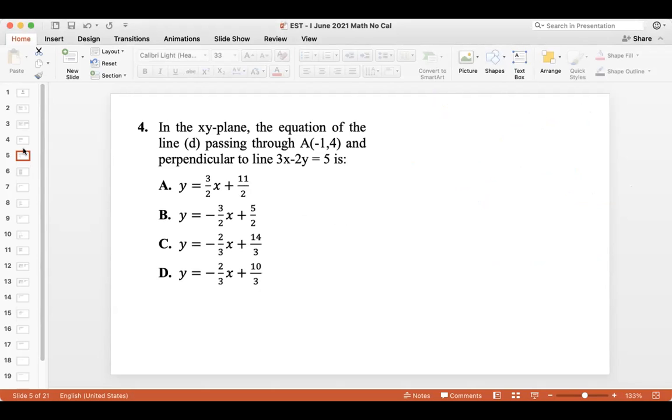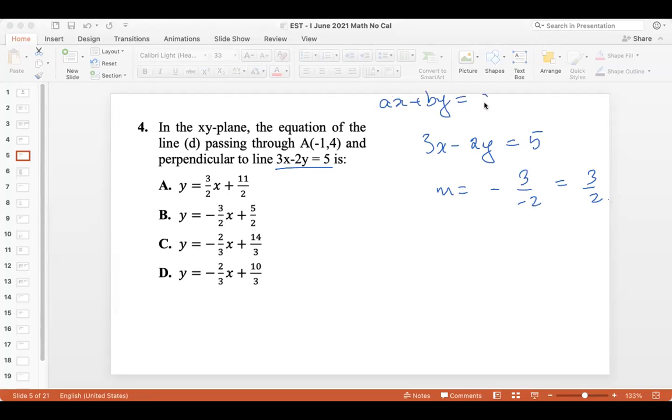Question 4, in the xy plane, the equation of the line D passing through A (-1, 4) and perpendicular to the line 3x minus 2y is 5 is what? Okay, so if this is my line 3x minus 2y is 5, then the slope is given by minus 3 by negative 2, which is 3 by 2, right? Because when the line is written as ax plus by is c, the slope is minus a by b. So minus 3 by minus 2, so 3 by 2.